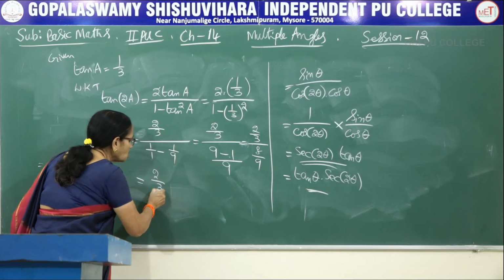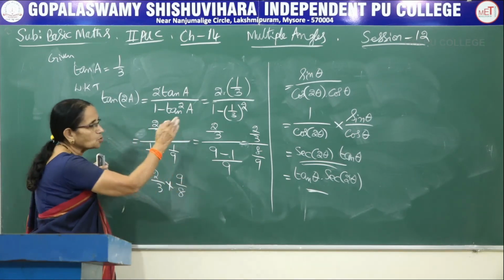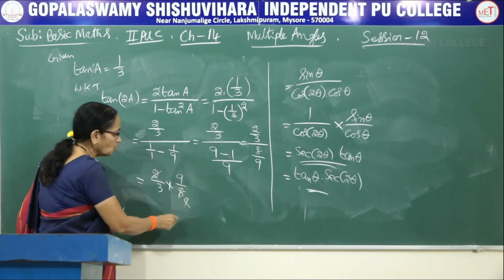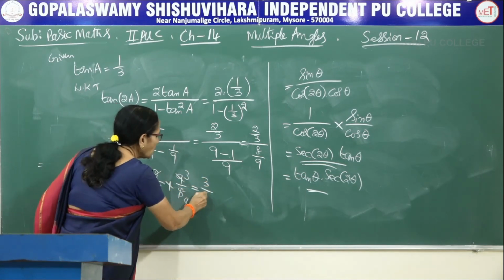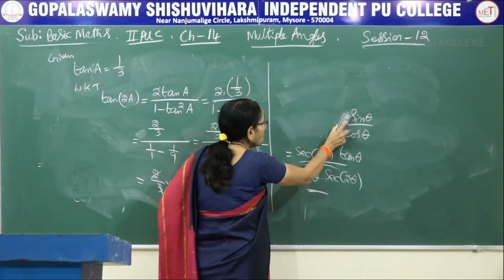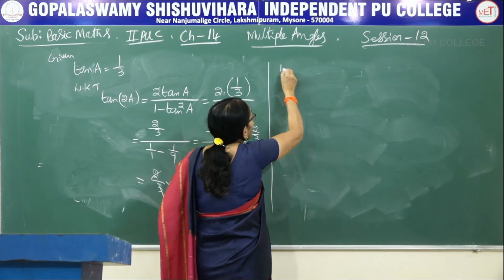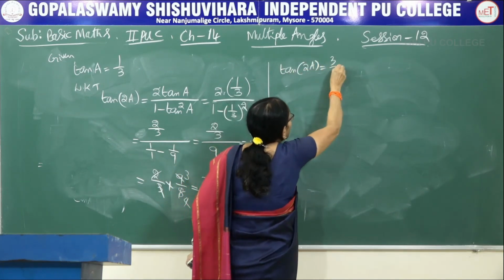That means 2 by 3 into 9 by 8. 9 goes to the numerator. Now you can cancel: 2 1s are 2, 2 4s are 8, 3 1s are 3, 3 3s are 9. Hence the value is 3 by 4. So we started with one part of the data. We have not taken both of them. Therefore, we got the value of tan of 2a to be 3 by 4.